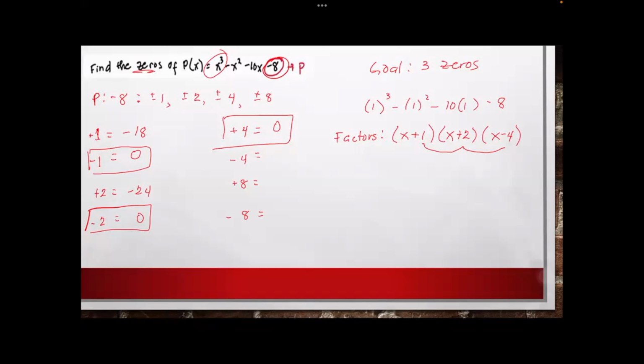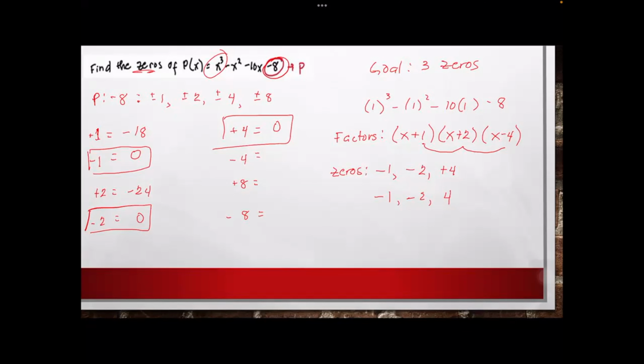Now, what are the zeros? Yung zeros natin is negative 1, negative 2, and positive 4. Kung sasagot kayo sa Edmodo, never mind the positive sign. Ang kailangan lang natin dito is negative 1, negative 2, and positive 4. In your Edmodo, it's stated that the answer will be increasing.